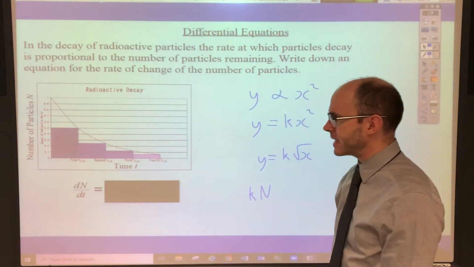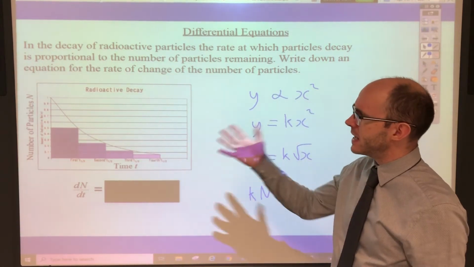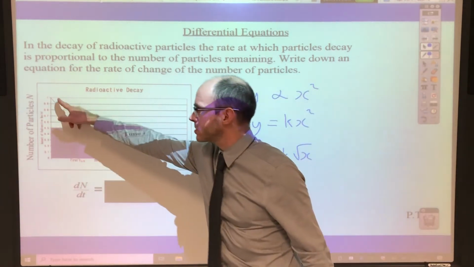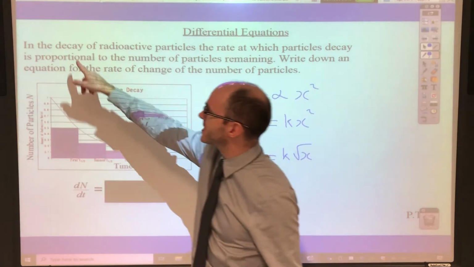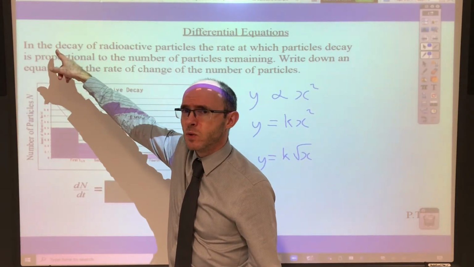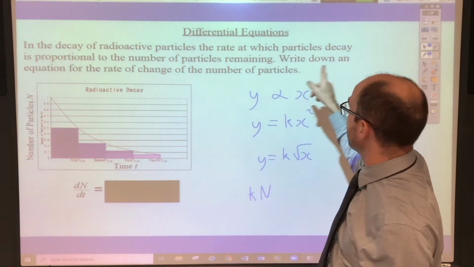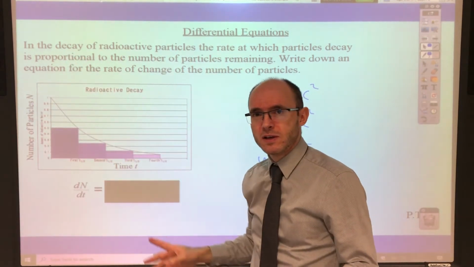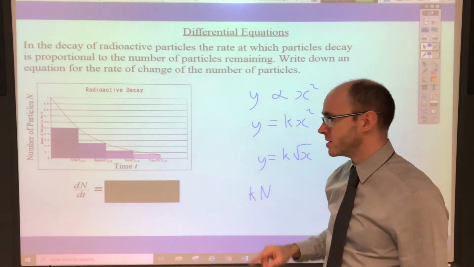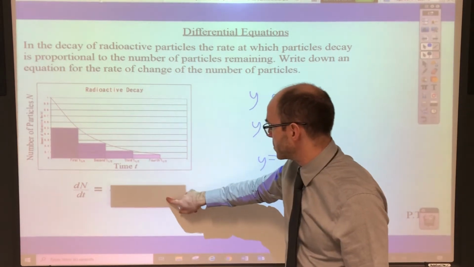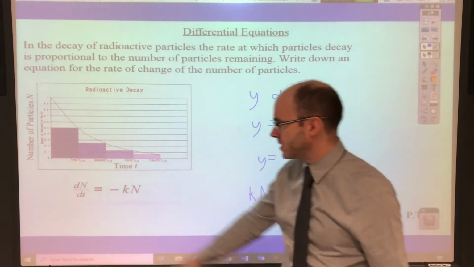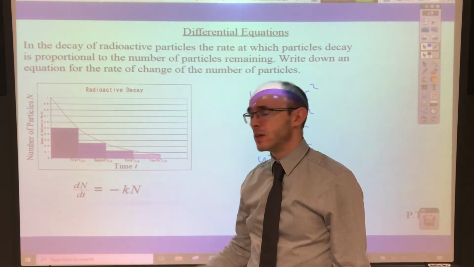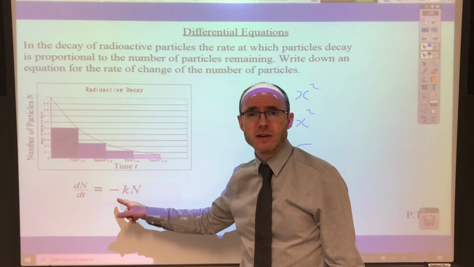The next thing you've got to consider is: is it increasing or decreasing? The graph shows you it's decreasing over time, but also there's the word decay in the wording, which is decreasing. So what that means is it's going to be negative. Your final equation is going to be dN/dt, the rate of change of N with respect to time, is equal to negative kN. The negative is important because it means it's decreasing.